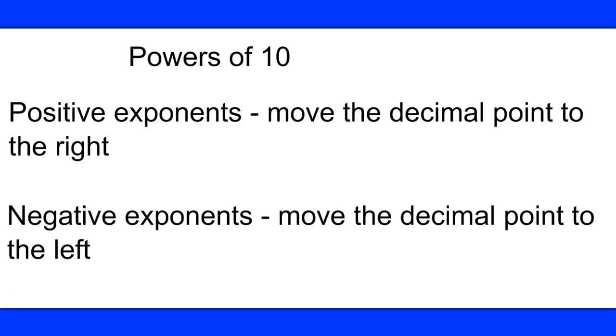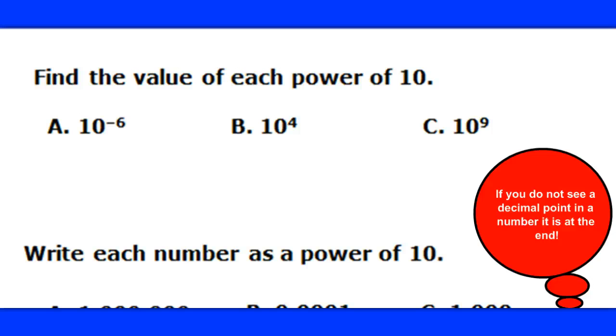Okay? Positive exponents mean larger numbers. It means that you move the decimal point to the right to make the number larger. And negative exponents mean smaller numbers, which means you move the decimal point to the left to make smaller numbers. Now, how do we do that? You need to go back and remember that 10 to the 0 power is equal to 1. So that's basically where we're starting. We're starting with a 1.